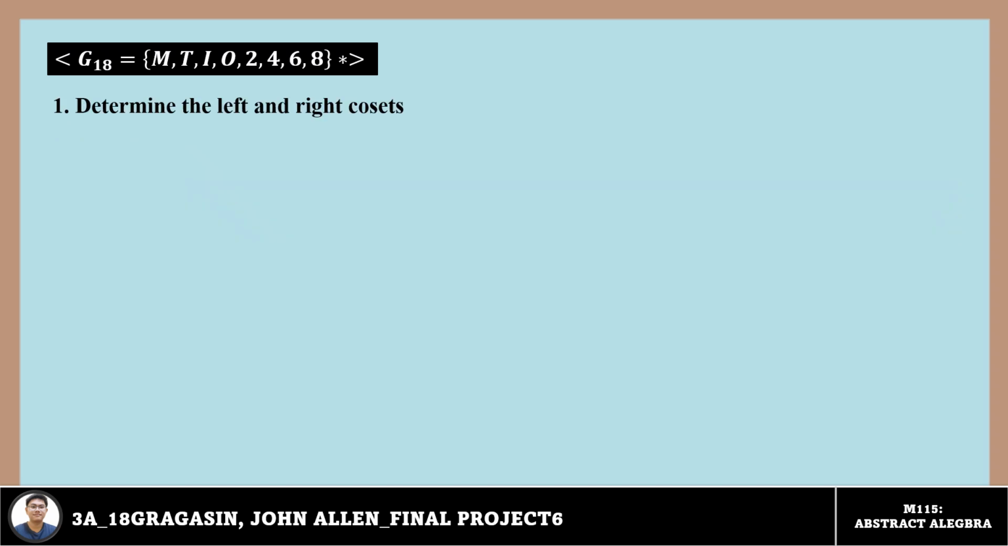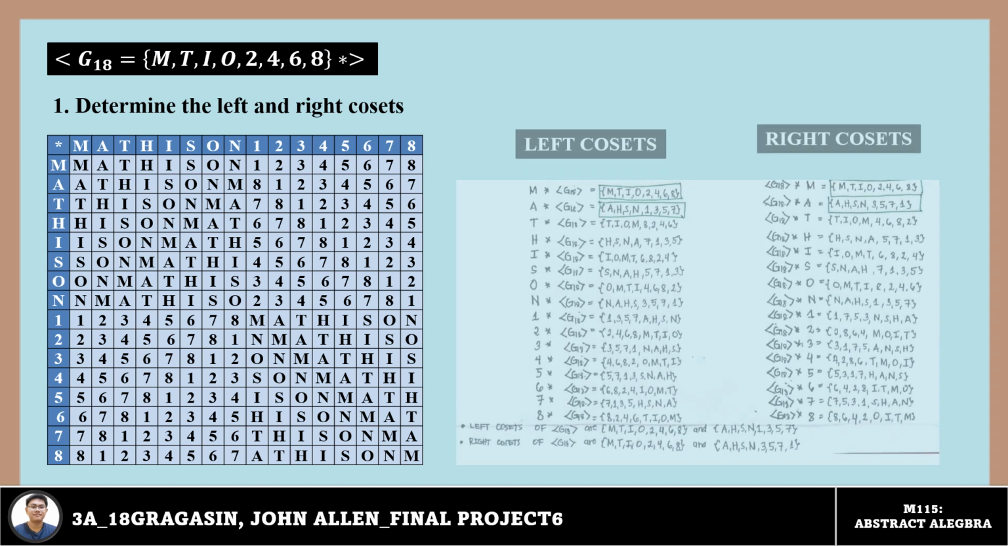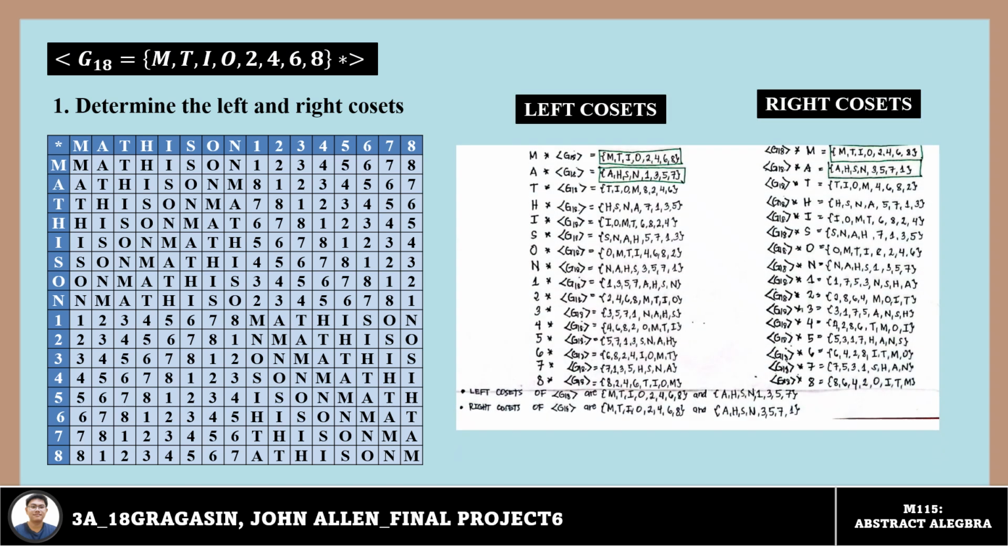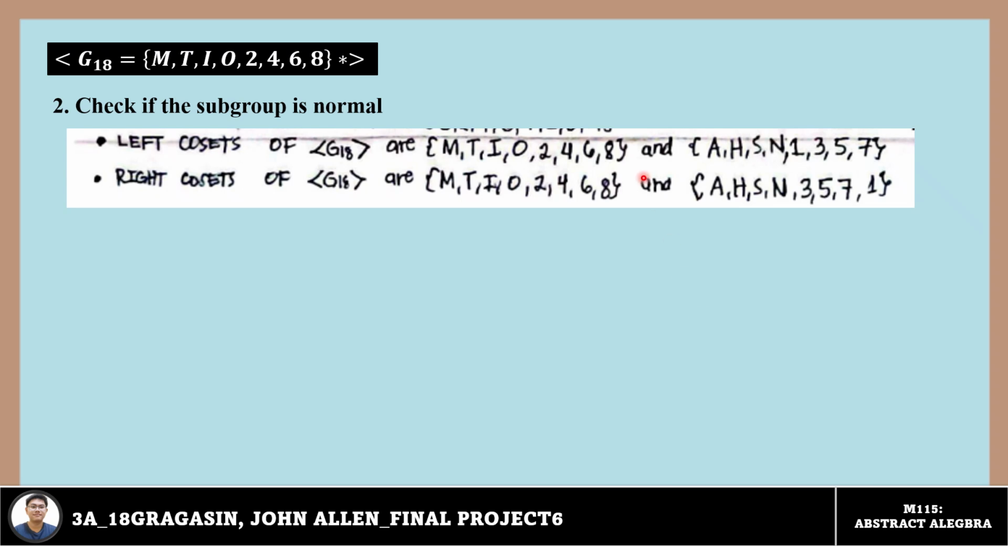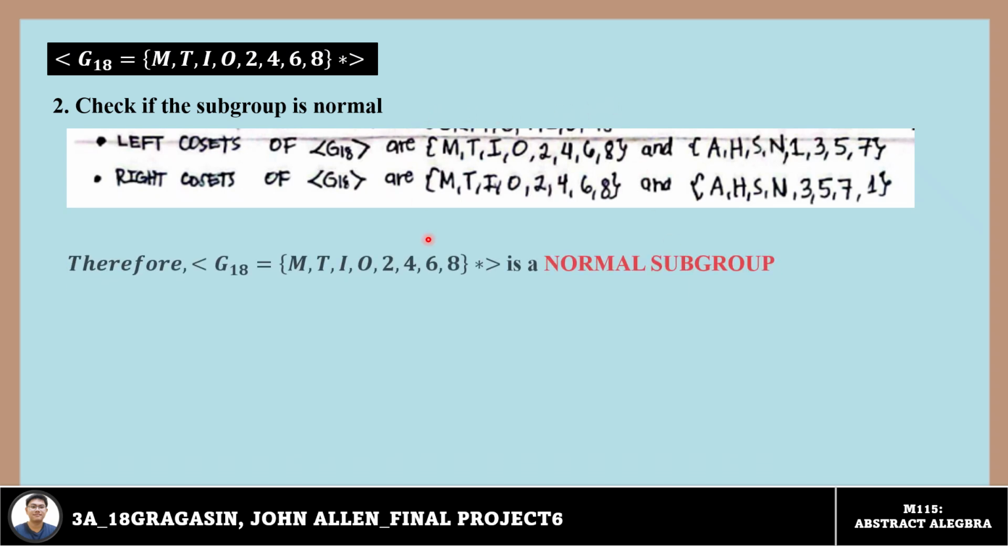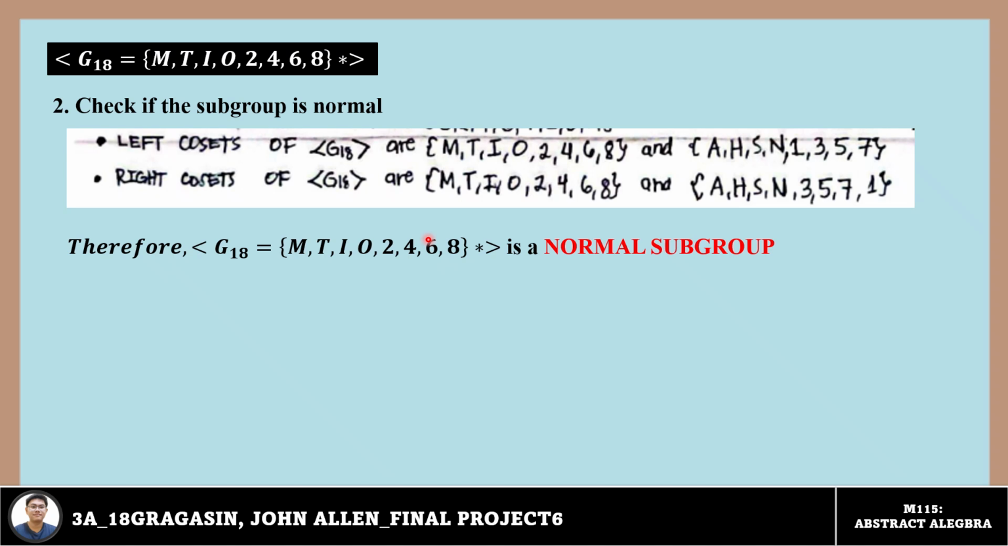And then for G sub 18, we have here the left and right cosets. And then by checking which elements coincide with each other in left and right cosets, we have concluded this. For left coset, we have MTIO2468 and AHSN1357. And for right cosets, we have MTIO2468 and AHSN3571. And then we check if it is normal. As you can see here, the elements in left and right cosets coincide with each other. Therefore, we conclude that G sub 18 is a normal subgroup.